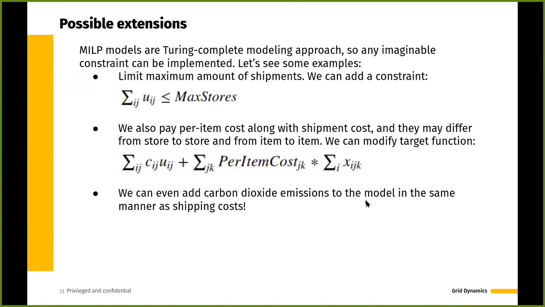Even more than that, in academia recently, models also contain carbon dioxide emissions. You can add such emissions into your model in the same manner as shipping cost. For example, if you use some haulers and they emit a lot of CO2 into the atmosphere, you can add it to your model and modify the target function to take it into account. So the model would like to discriminate against the solutions which make a lot of carbon dioxide emissions. So okay, let's go ahead.